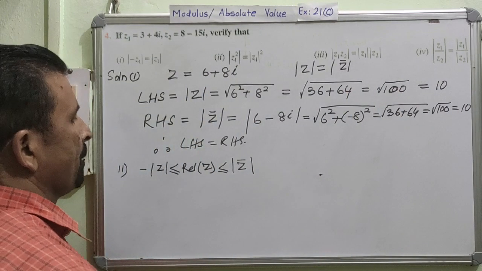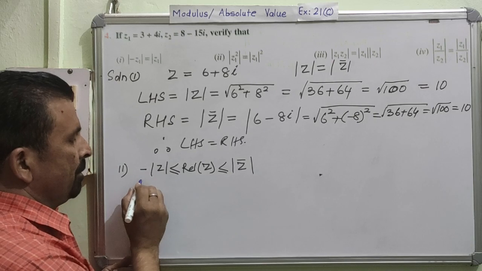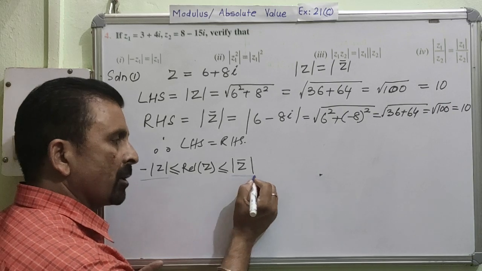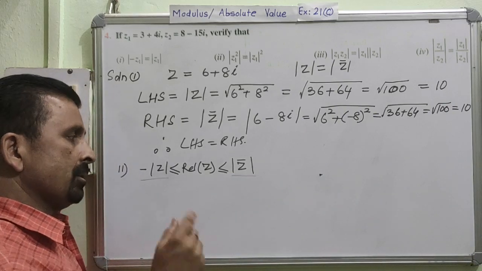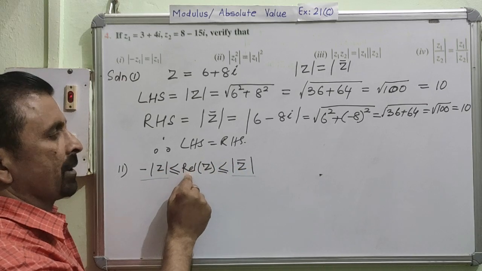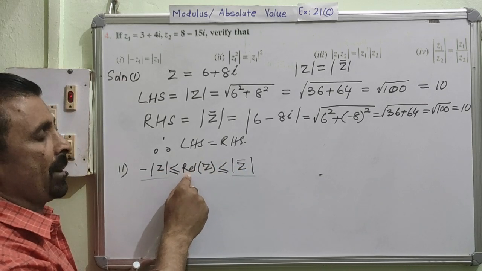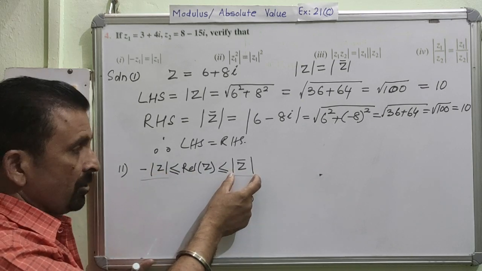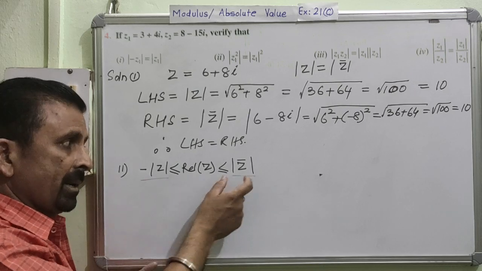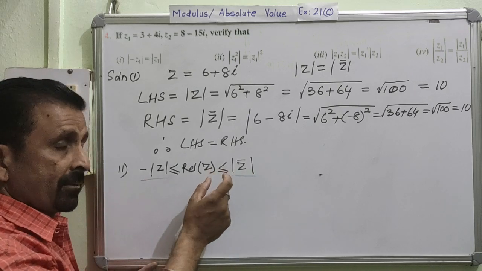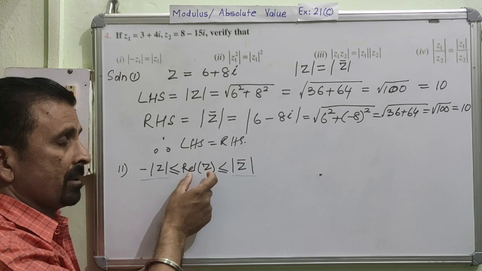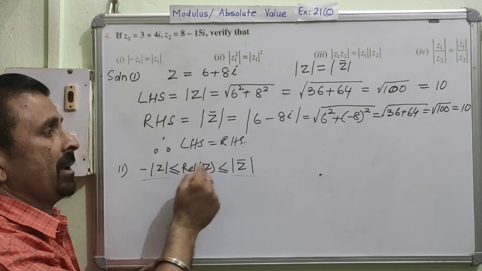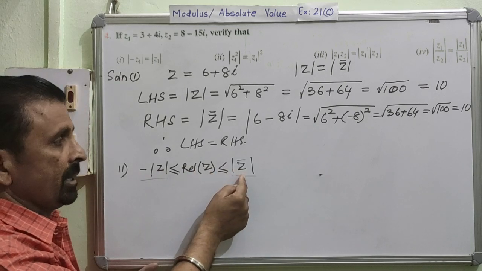This question says: find the value of negative of modulus of z, and then find the value of modulus of the conjugate of z. The value of the real part of the complex number should lie in between the value of this part and the value of this part. So here we will calculate the value of this part, we will calculate the value of this part, and then we will cross check whether the value of the real part of the complex number lies between the value of this and this or not. Is it okay?